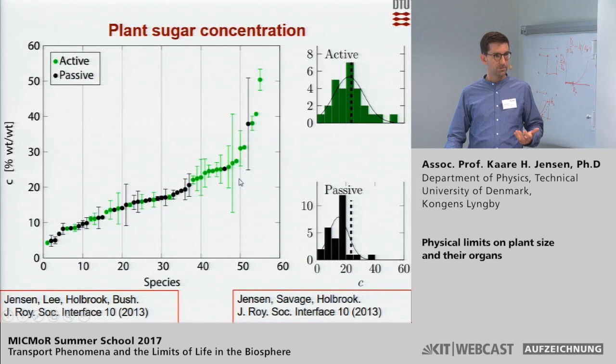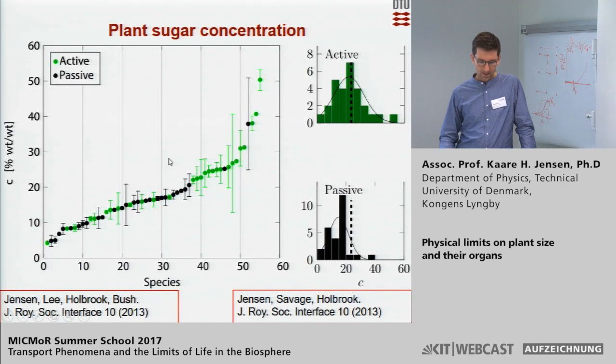But there are two groups. One is called active phloem loaders. Active loaders can actively accumulate sugars inside the phloem. It's the green group shown up here. They span the range from, let's see, 50% sugar inside. That's really concentrated. It's extremely viscous. It's almost as viscous as maple syrup. So from roughly 20% up to 50%.